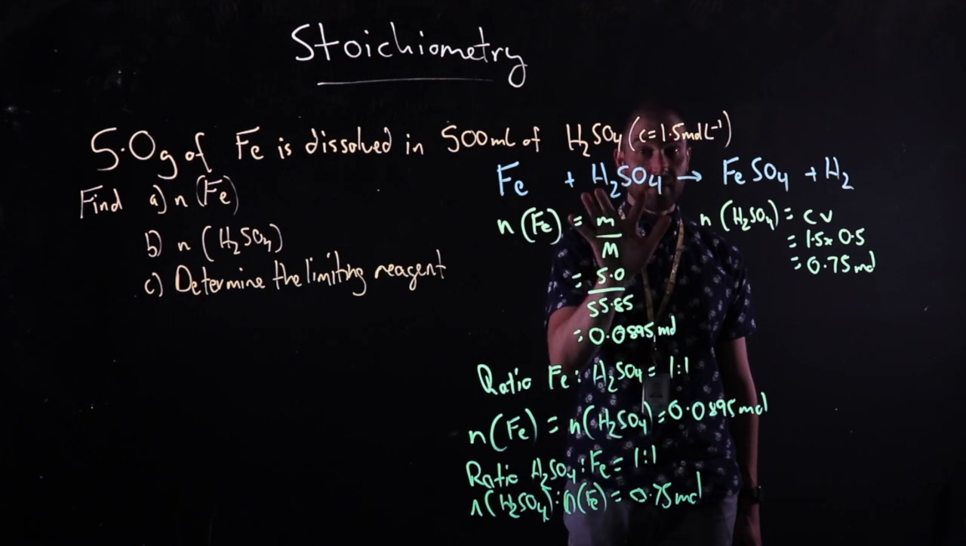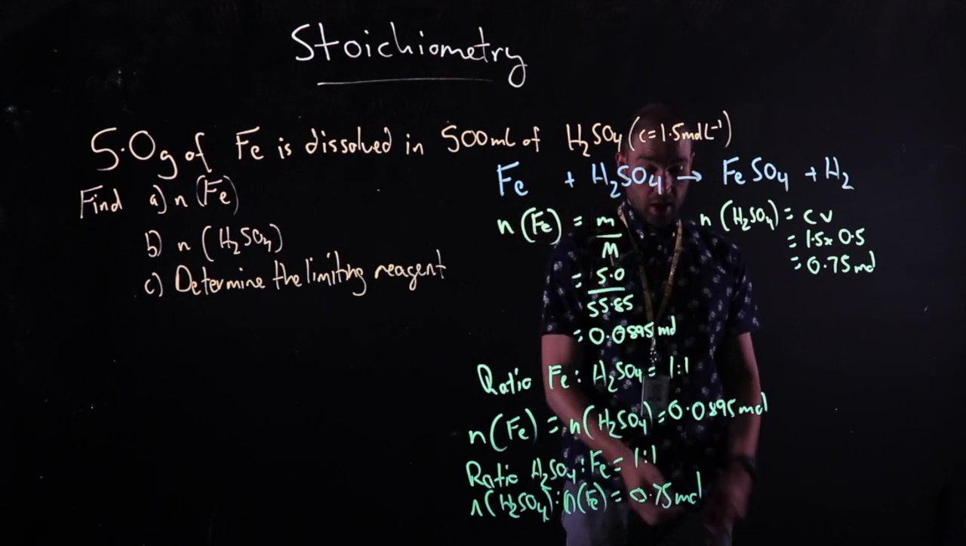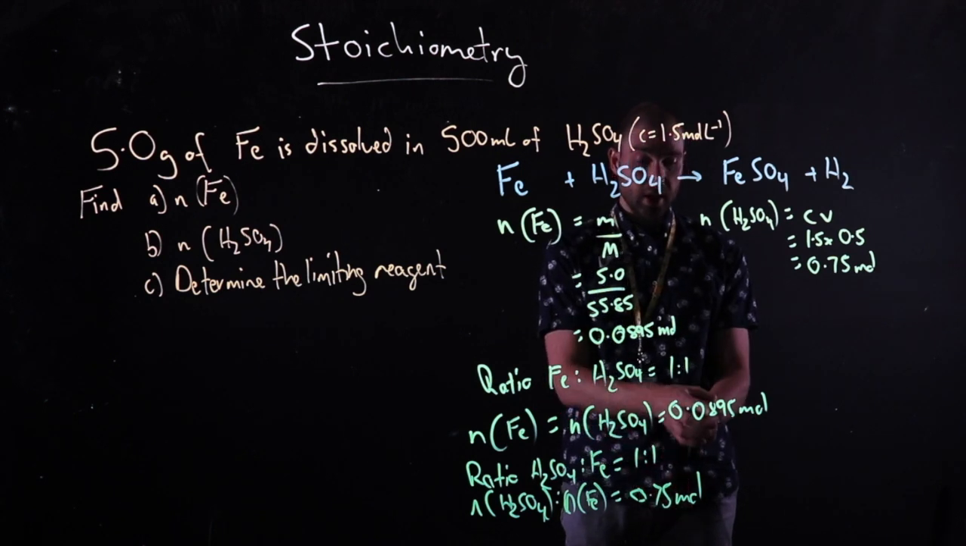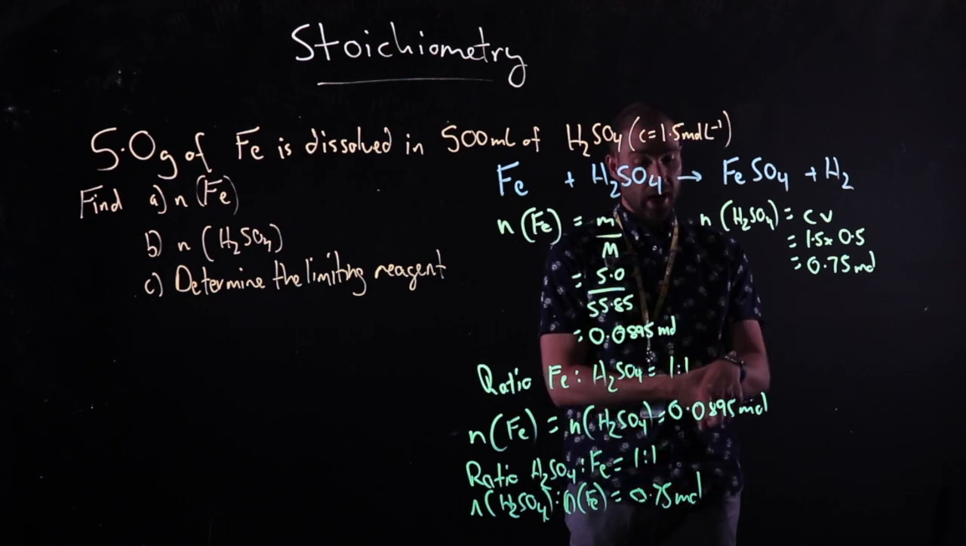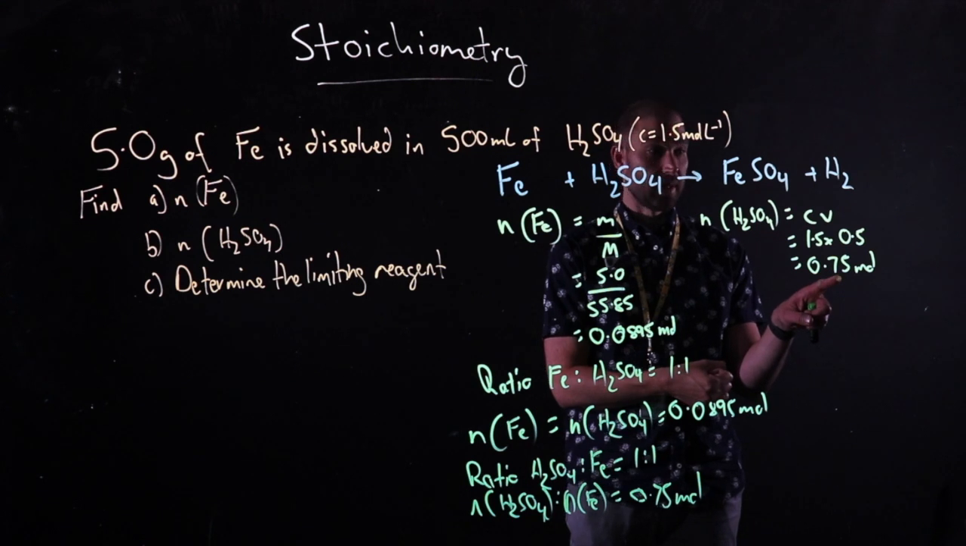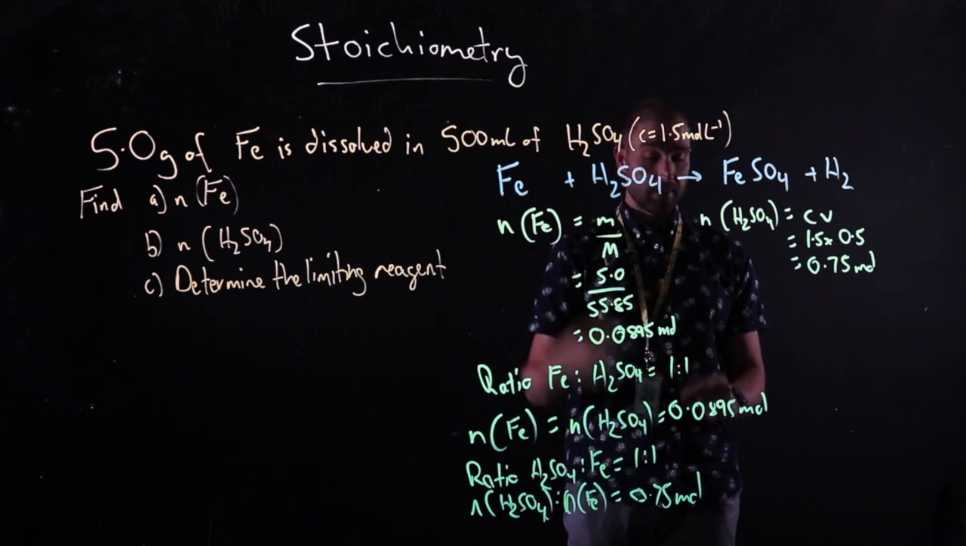So what that means is we have far in excess of sulfuric acid. We have far more sulfuric acid than iron because we have far more moles here than here. So we would use up 0.0895 moles of our sulfuric acid from our solution to dissolve the 5 grams of iron.